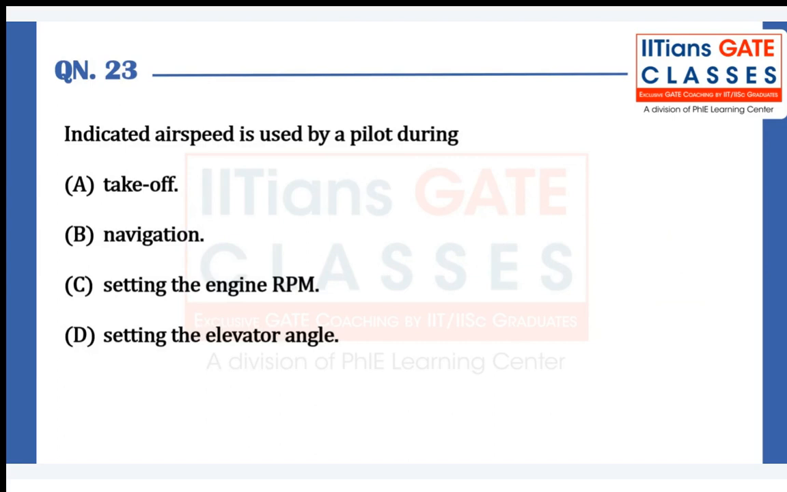Indicated airspeed is used by a pilot during: takeoff, navigation, setting the engine RPM, or setting the elevator angle. Again, it's a pretty simple problem. The answer is takeoff, because indicated airspeed is basically the speed which is shown to the pilot. It's indicated on the meter. That's a little bit of theory.